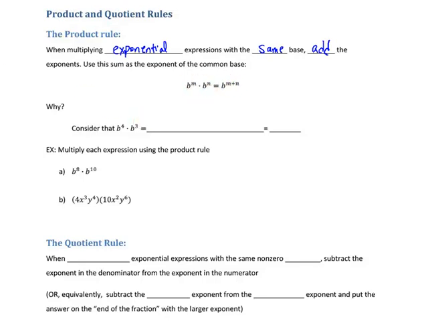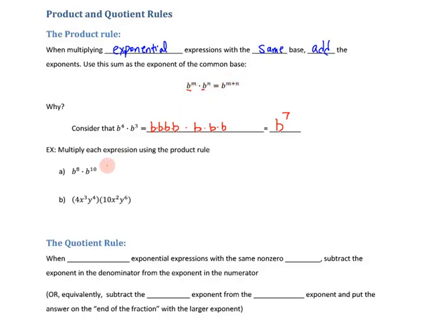Well, think about it this way. If I had b to the 4th times b to the 3rd, recall from before that raising something to a power simply means multiply it times itself that many times. So b to the 4th is b times b times b times b. Right? And we're going to multiply that times b cubed, right? Which is b times b times b. Now, how many b's do I have multiplied together now? Right? It's the 4 from before and the 3 after. So I'm going to take 4 plus 3 and have b to the 7th, which is 4 plus 3. So multiplying exponential expressions with the same base means to add their exponents.